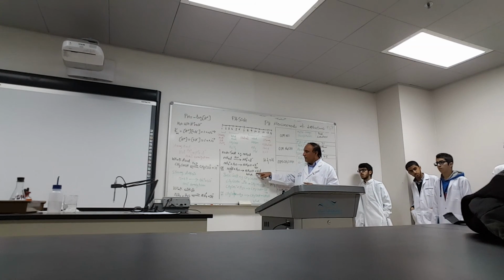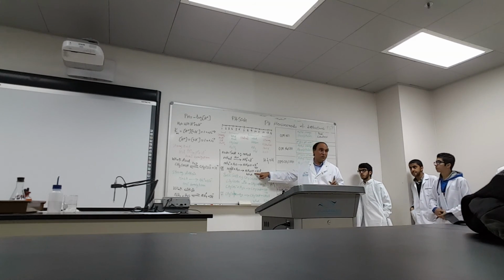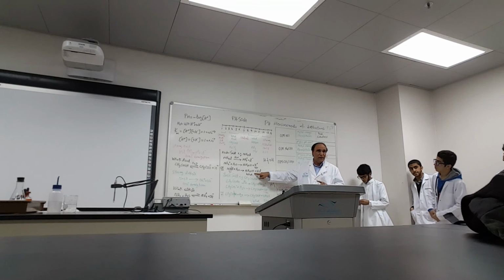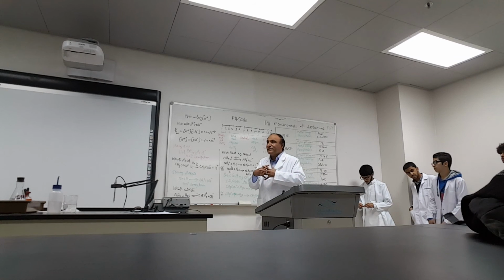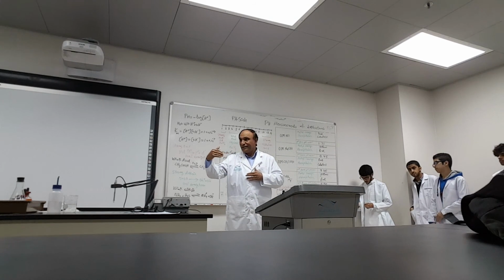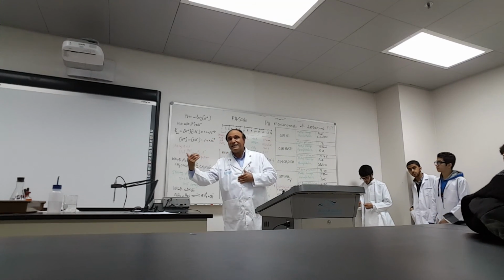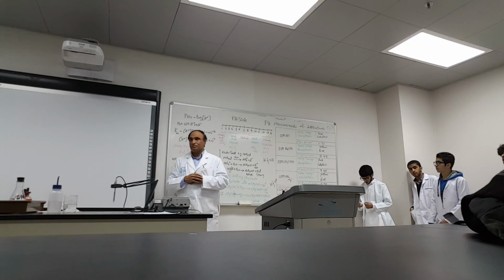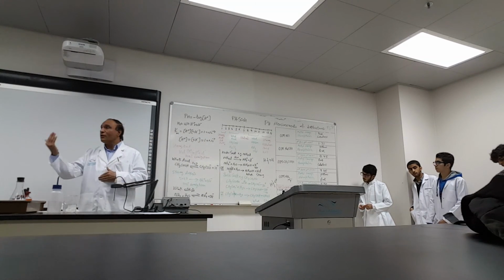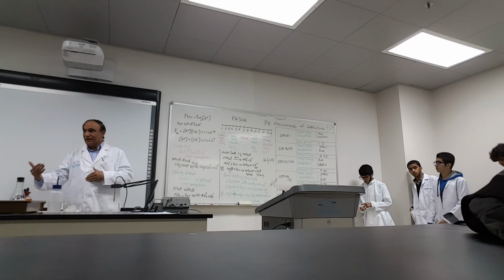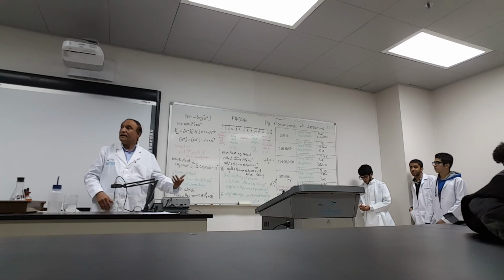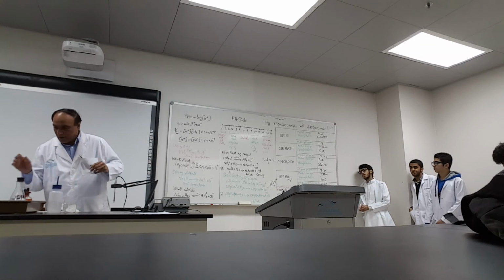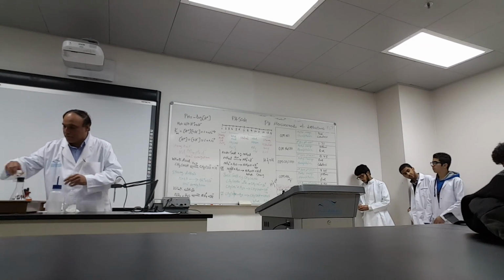Weak base and strong acid. Very good. Do you know ammonium hydroxide is a weak one? Weak. And HCl is a strong one. If they are mixed together, the net effect, the result, will be more than 7 or less than 7? HCl is a strong acid, and ammonium hydroxide is a weak base. Less than 7.